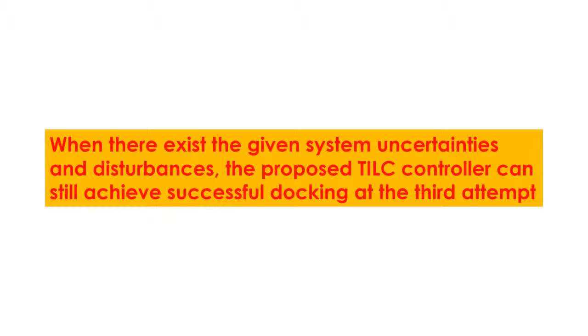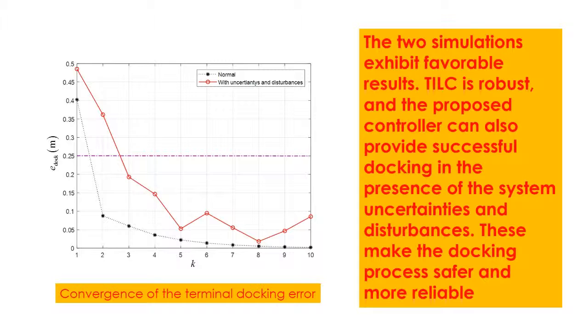When there exist the given system uncertainties and disturbances, the proposed TILC controller can still achieve successful docking at the third attempt. The convergence of the terminal docking error of the simulation is shown in this figure. The 2 simulations exhibit favorable results. TILC is robust, and the proposed controller can also provide successful docking in the presence of the system uncertainties and disturbances. This makes the docking process safer and more reliable.